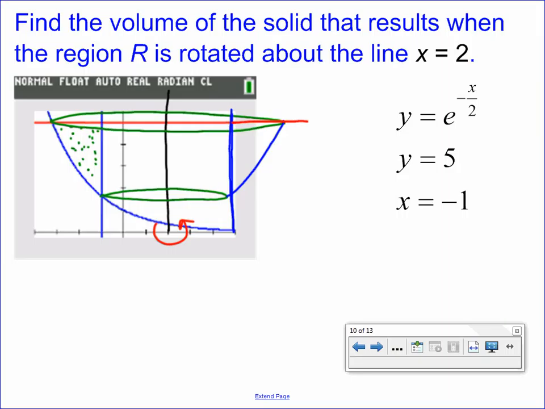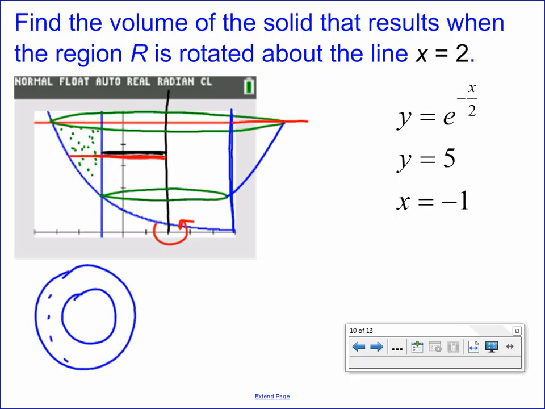Black. Outer radius, inner radius. So our outer radius is red, our inner radius is black, and we're going to keep our area formula positive by doing right curve, solve for x, minus left curve, solve for x in each case, even though my axis of rotation is to the right of my region here. So we'll keep that, no problem.